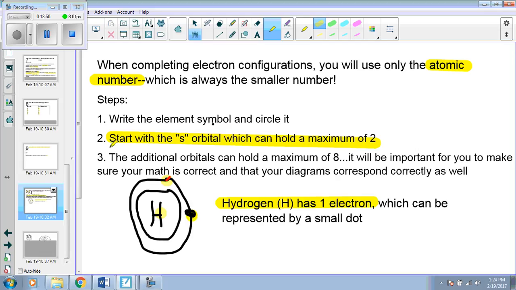Alright, the additional orbitals, so let's say I have more than 2 electrons, can hold up to 8. So you want to make sure that 8 are being placed within the corresponding orbitals, and that, again, you're not getting in too much of a hurry and skipping and maybe only putting 7 electrons within the orbitals.